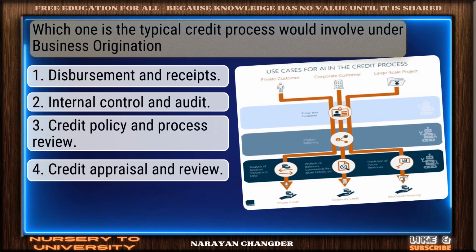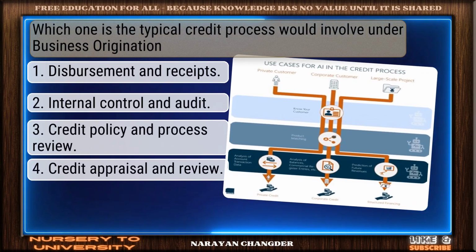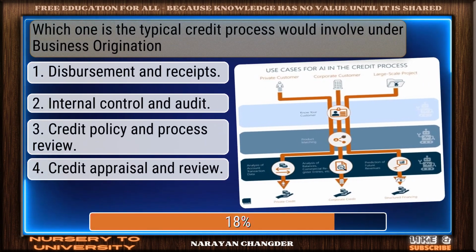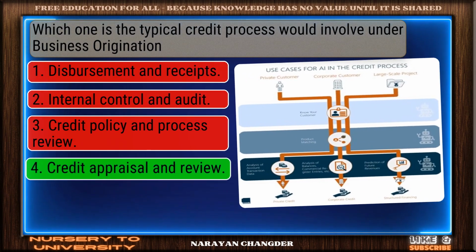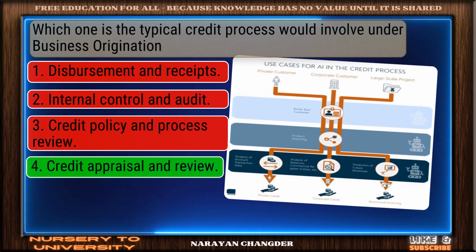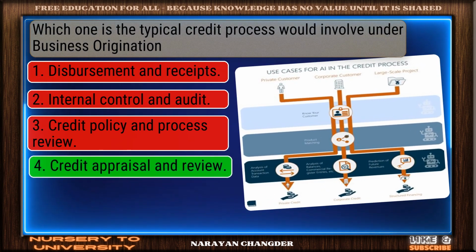Which one is the typical credit process would involve under business origination? Well reasoned. Credit appraisal and review is the correct choice.